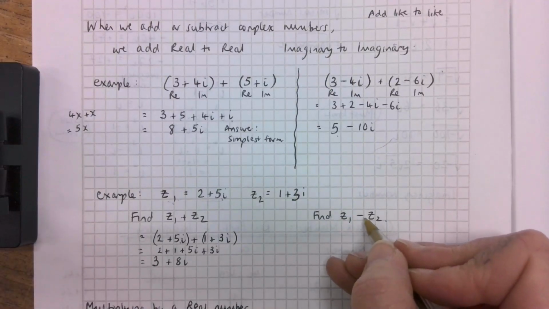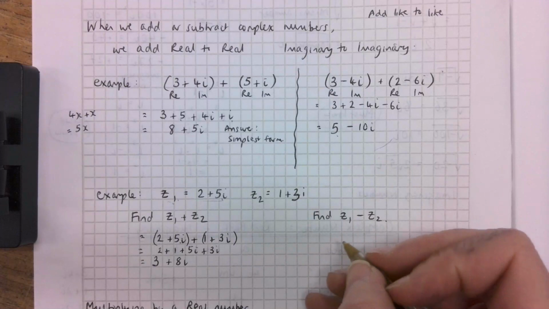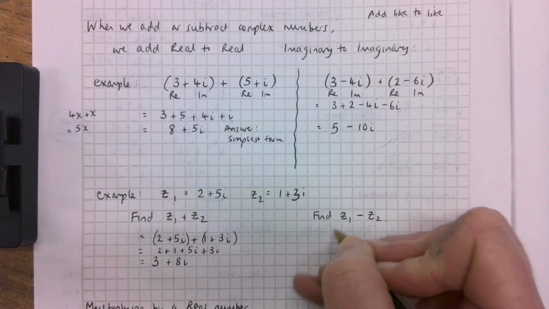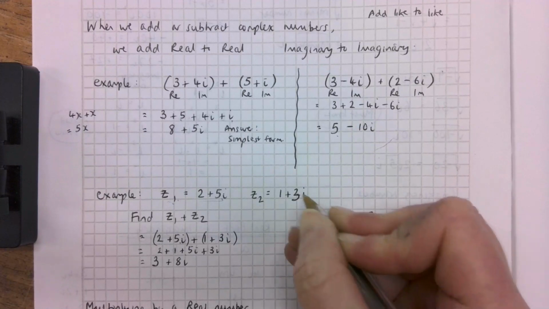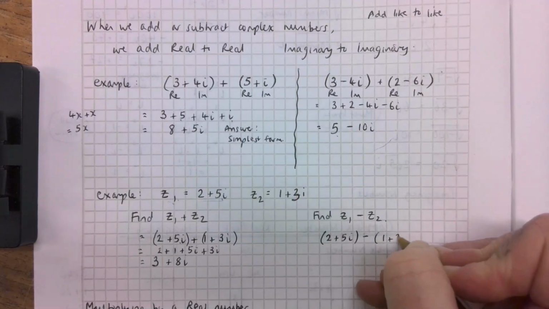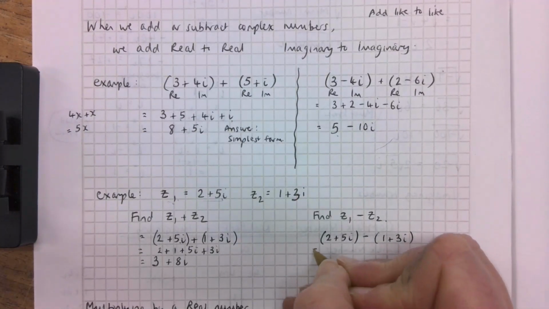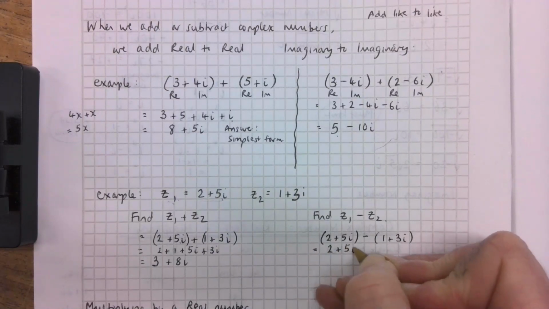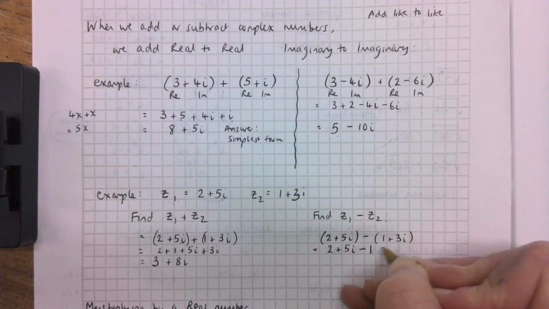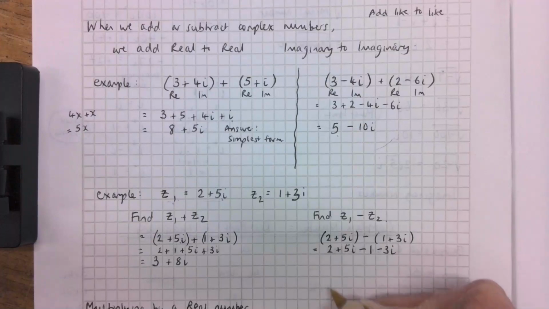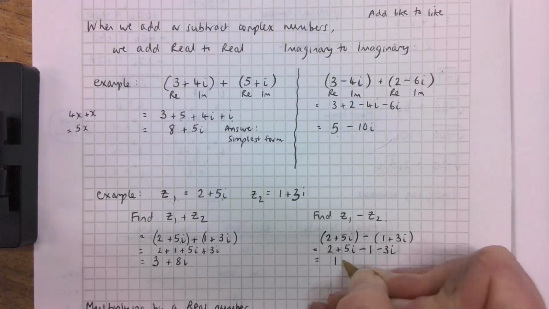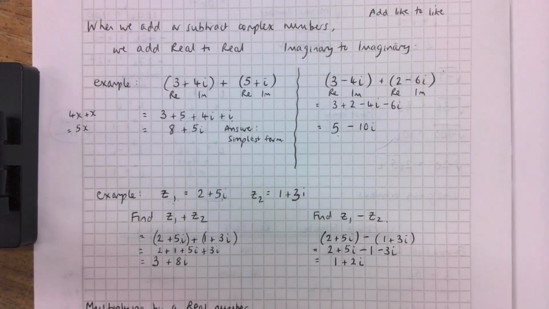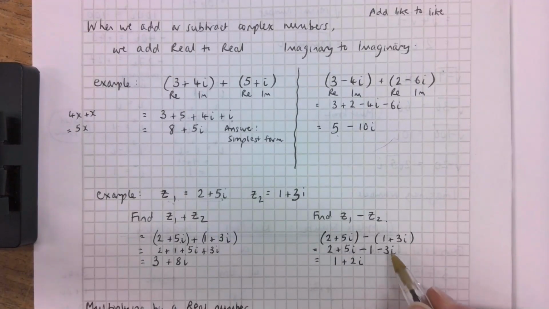Z1 minus Z2. So subtracting complex numbers is the same idea. Let's write down what Z1 is. 2 plus 5i. Subtract 1 plus 3i. So that's 2 plus 5i minus 1 minus 3i. So I have 2 minus 1 is 1. 5i minus 3i is 2i. You might want to go back over that in the video. Just watch that again and see how it works.